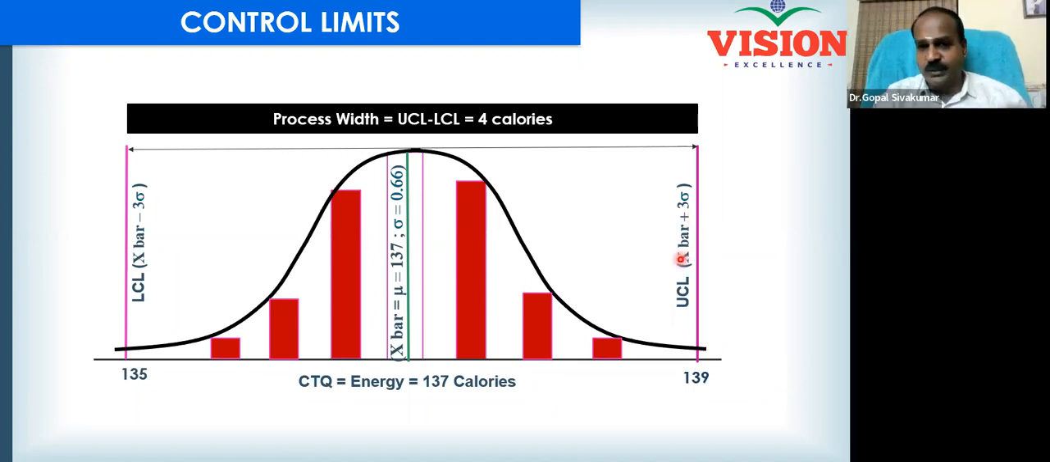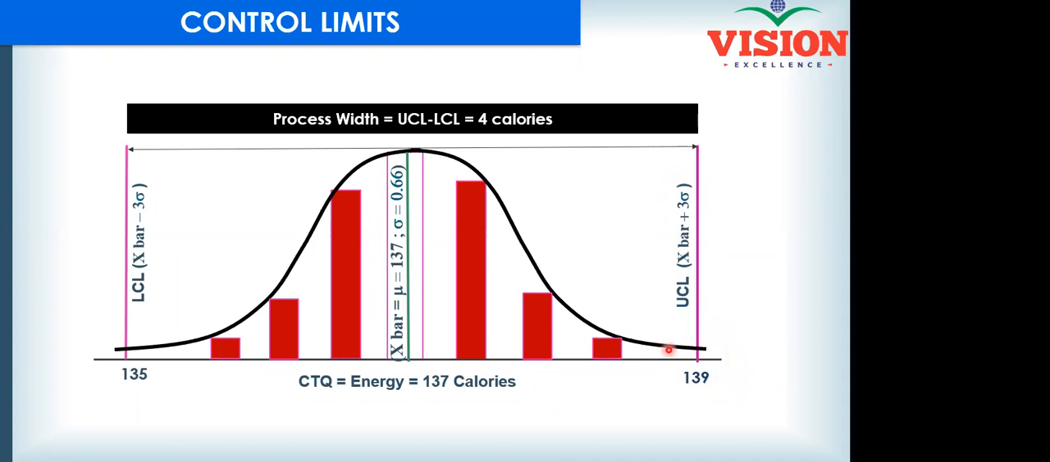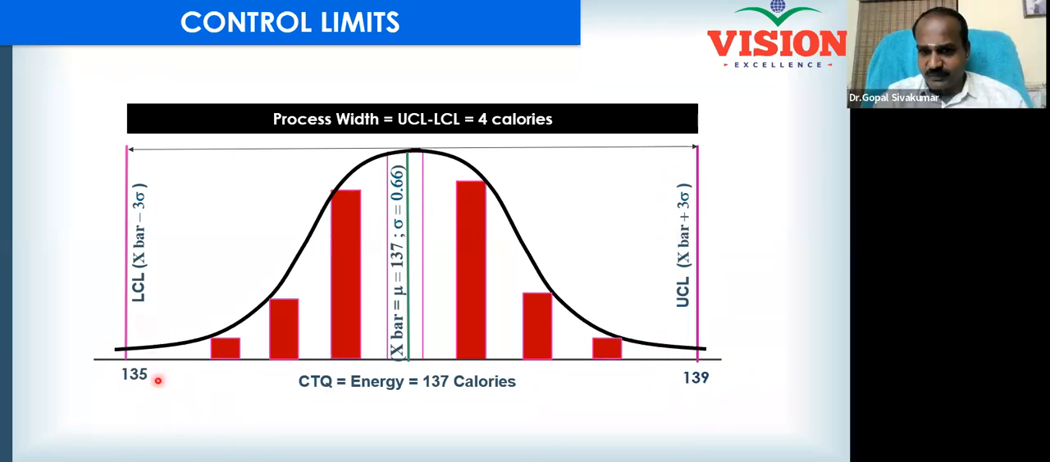Upper control limit formula is x bar plus 3 sigma. X bar is how much? 137. Sigma 0.66 means 3 sigma will be how much? 0.66 into 3 will be 2. So 137 plus 2, 139 is your upper control limit. Am I correct? Yes. Very good. Same way, lower control limit will be 135. Lower control limit is 135, upper control limit is 139.